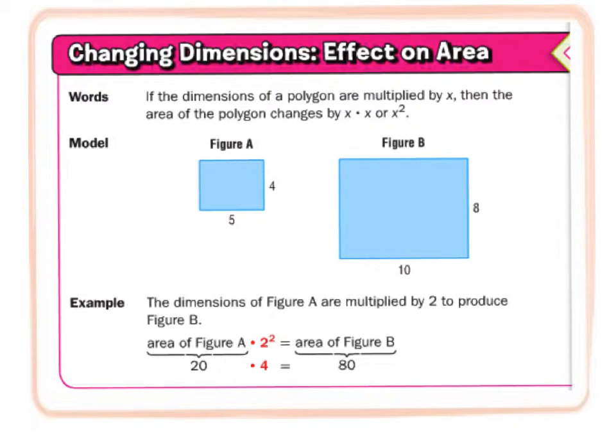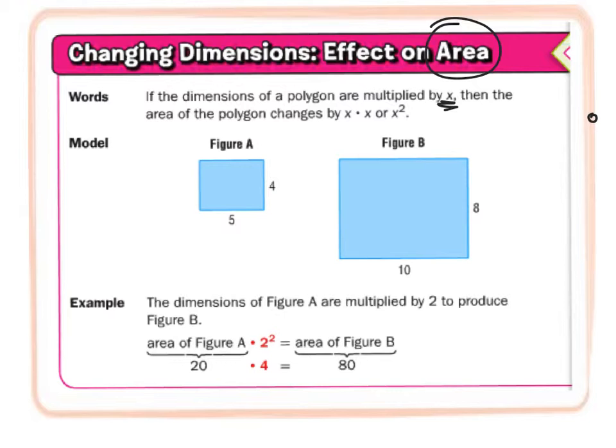Okay, this time we're going to focus on area instead of perimeter. So this one's going to be different because for area, you're finding the whole space, not just the outside edge. So if the dimensions of a polygon are multiplied by x, remember x can be any number we want it to be, but we don't know, then the area of the polygon changes by x times x, or x squared. Okay, so instead of just saying if we doubled it, we would just double the perimeter. This time if we did it times 2, we would have to do it times 2 squared, or times 4. Okay, so hopefully I can explain this to you.